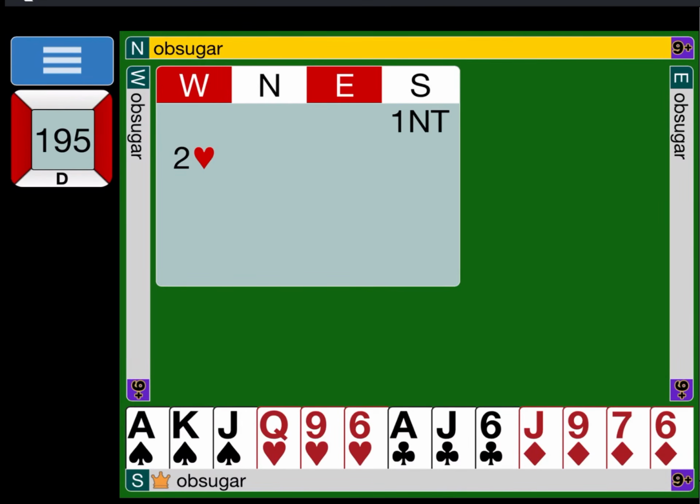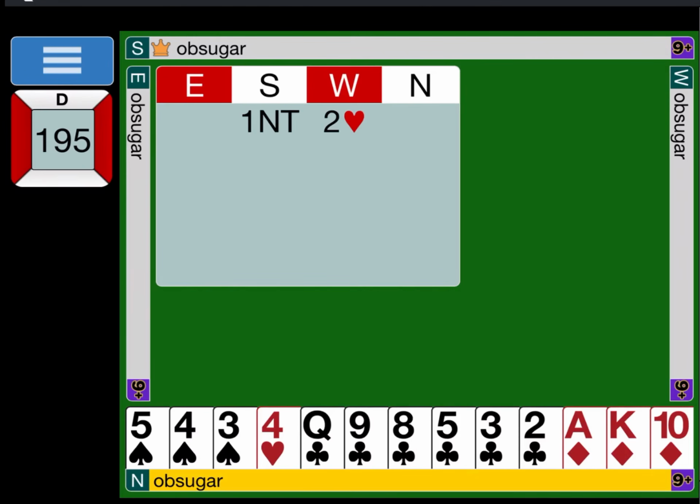Oh, sorry. You don't want to look at south. Looking at north. 1 no trump, 2 hearts to you. 9 points, a stiff in the bid suit. Game forcing. We've got to vote for 3 clubs, game forcing with our 6-card suit.